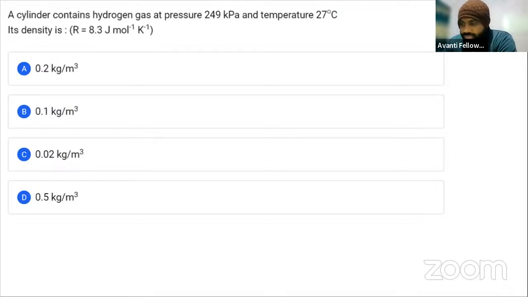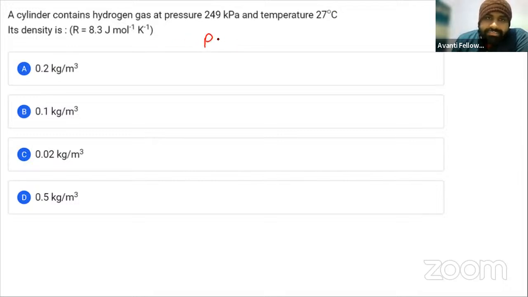Try to solve this question, and this will be the last question of this session. A cylinder contains hydrogen gas at pressure 249 kilopascal and temperature 27 degrees Celsius. What is the density of it? This question is from NEET 2023, so try to solve it.